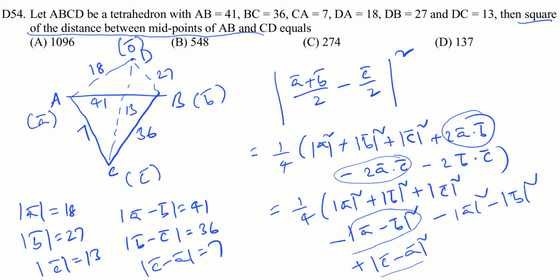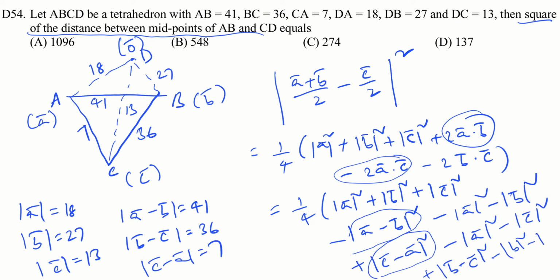Now when I expand this part, it will match with minus 2 A bar dot C bar, but extra I have added mod A bar square and mod C bar square. To balance, I am subtracting mod A bar square and mod C bar square. Similarly for the last one, it will be mod of B bar minus C bar whole square, and I have already added mod B bar square and mod C bar square, so I subtract them here.